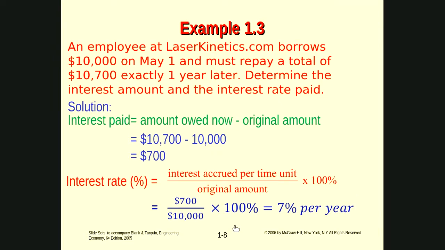The interest amount is what we talked about. The interest rate, which is the ratio, is the amount, 700, over the original, which was 10,000. So 700 divided by 10,000 multiplied by 100 is 7%. That will be the rate. So the rate is a ratio, not a value in dollars.